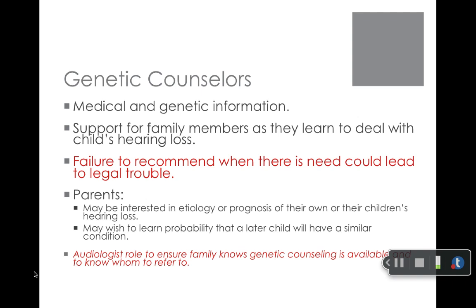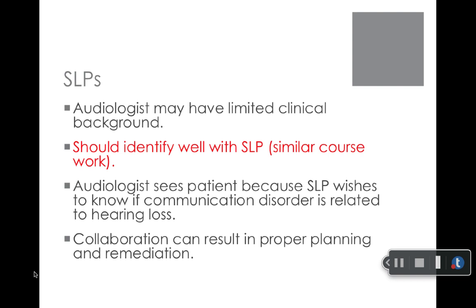The families might be interested in the etiology or the prognosis of the hearing loss. And like I said, the probability that a later child will have a hearing loss. So an audiologist should ensure that a family knows that genetic counseling is available and where to refer. With genetic counseling, they would look at the DNA of the child and the parents, and they would be able to determine who's a carrier of what and what the chances are of another child with hearing loss.